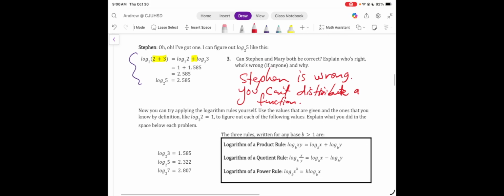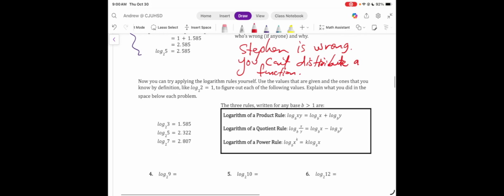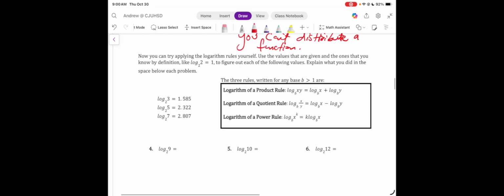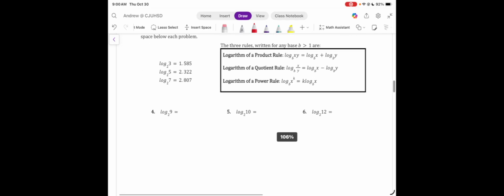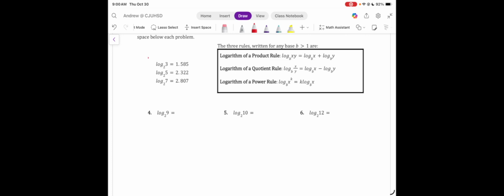Now you can try applying the logarithm rules yourself. Use the values that are given and the ones that you know by definition, like log base 2 of 2 is 1, to figure out each of the following rules. Explain what you did in the space below each problem. Okay, so here's what we have to work with, plus some very basic rules and the 3 rules of logarithms.